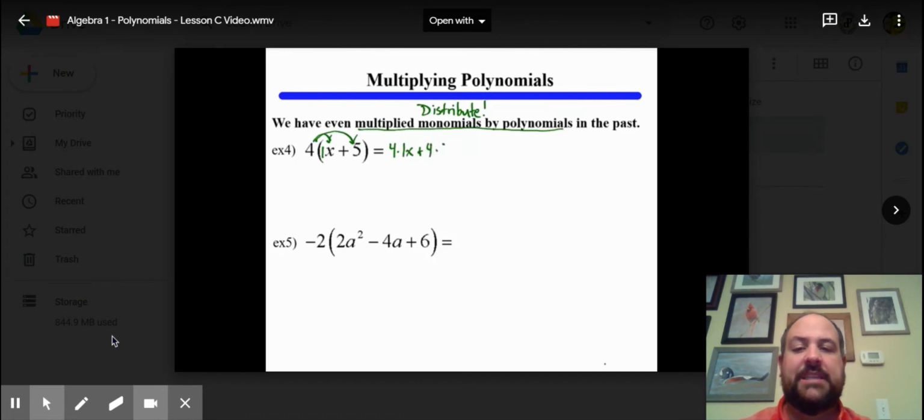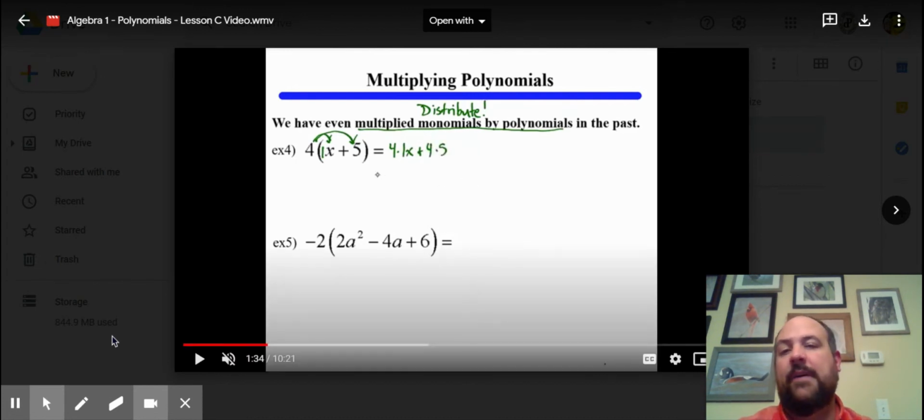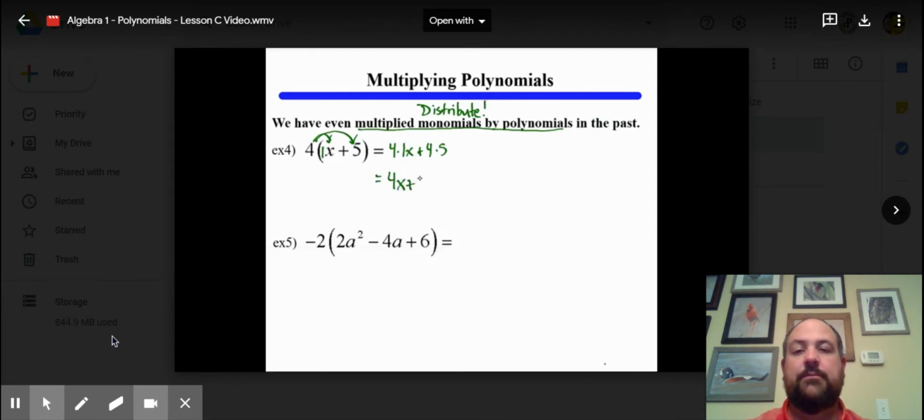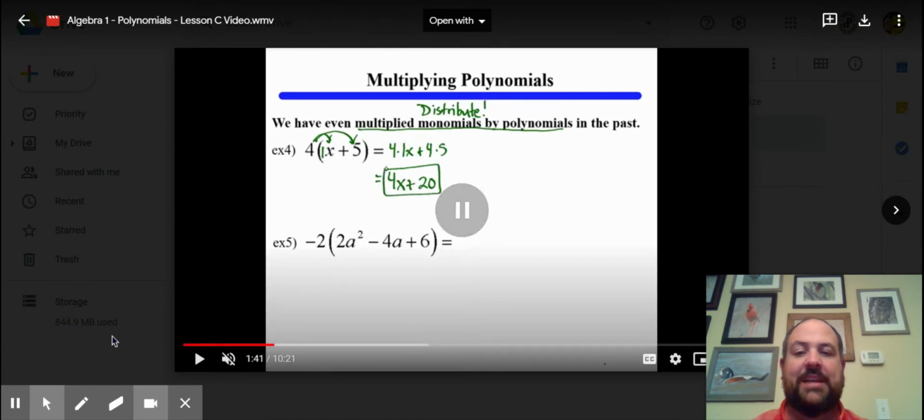So in the first case, number 4 here, remember, if I were to multiply 4 times x plus 5, that's really like 4 times 1x plus 5. We multiply both the 1x times the 4 and the 5 times the 4. So that means we're going to end up with 4x plus 20. Now I can't combine those. They're not like terms because the 4 has an x with it, 20 does not. So 4x plus 20 is our final answer.